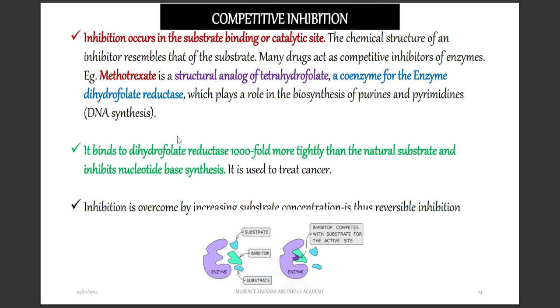So now how can you reduce this kind of inhibition? When you increase the amount of substrate, you are going to be able to reverse this inhibition. Think of it like there's a competition, so if you increase the tetrahydrofolate so that it becomes more than the methotrexate, there will be more chance that you are going to overcome the effect of methotrexate on the enzyme, and so the enzyme will be able to make purines and pyrimidines.